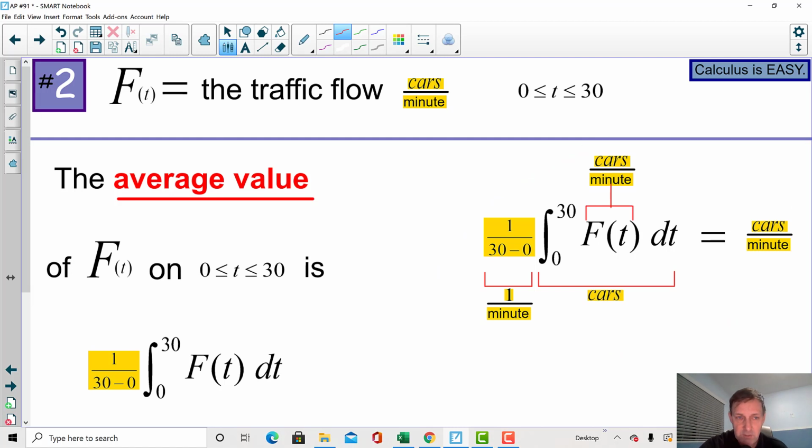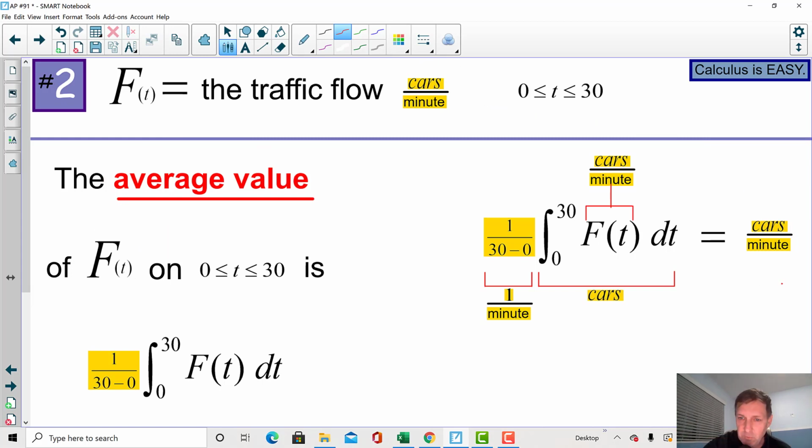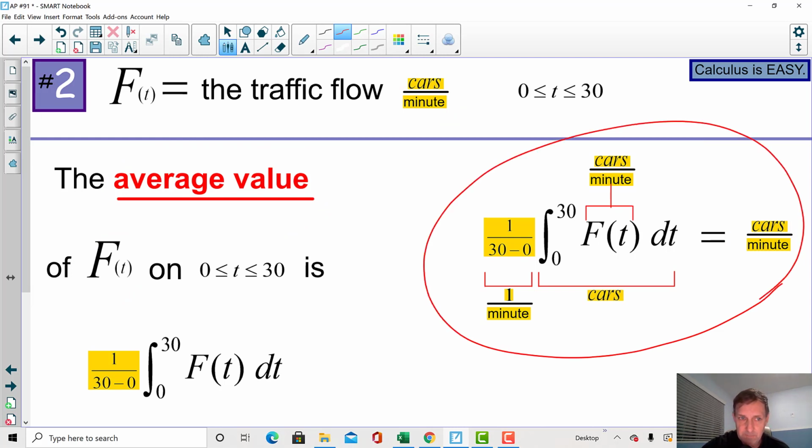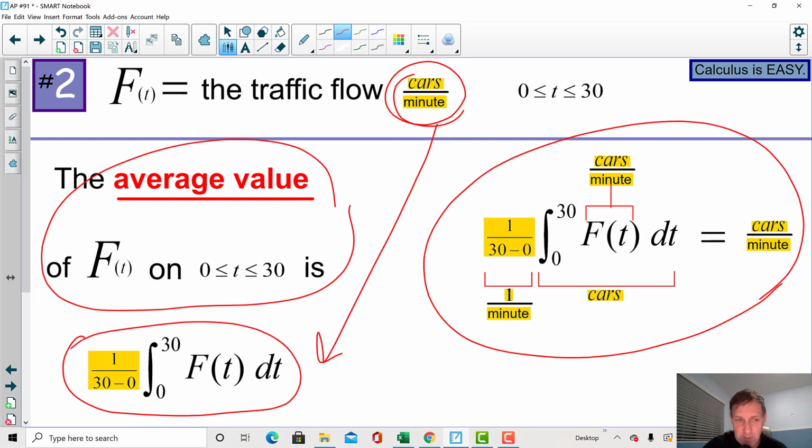But just remember, anytime you do the average value of a function, it's just going to have the same units as whatever that function is. So f had units of cars per minute. So when we do the average value of f, we're going to also get cars per minute. So you don't need to do this calculation every time. If you're doing the average value of a function, it's going to have the same units as that function. You just copy that down. Remember, the number answer is just something you type in your calculator.